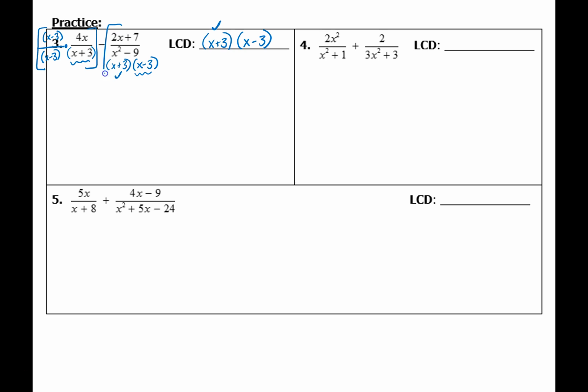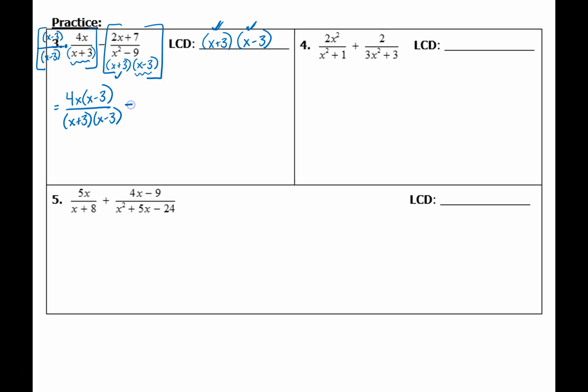On the right-hand side, it has an x plus 3 and also has an x minus 3. It has both pieces of my LCD, which means I don't need to change anything about it. So let's just do the multiplication on this left side. We're doing 4x times x minus 3, and that's all over my common denominator of x plus 3 times x minus 3.